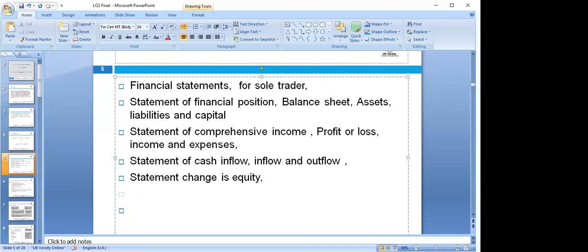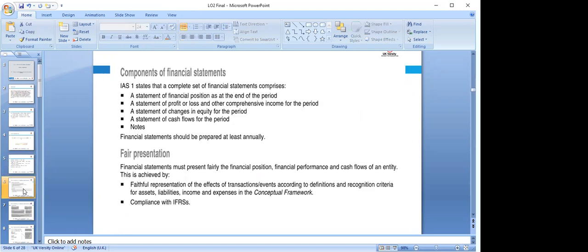And if you have a partnership, then we normally prepare the appropriation account as well. We can see the partners' sharing ratios and things, which is also crucial to show. Under IAS 1, International Accounting Standard 1, we have the statement of financial position, statement of profit and loss, statement of change in equity, statement of cash flows, and the financial statements present a fair financial position and financial performance. These need to be a faithful representation, following the conceptual framework and the International Financial Reporting Standards. Nowadays companies have operations throughout the world, so that's why we follow them.